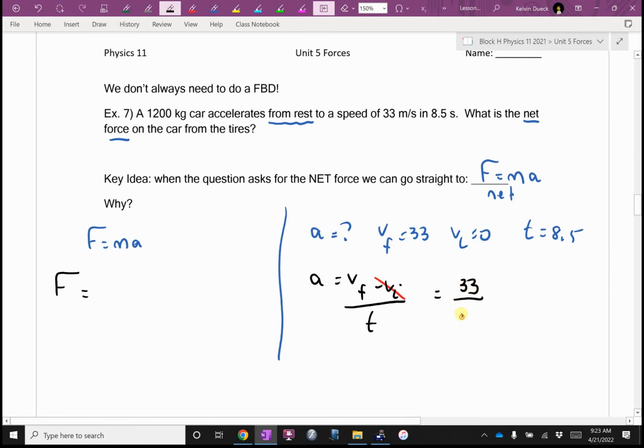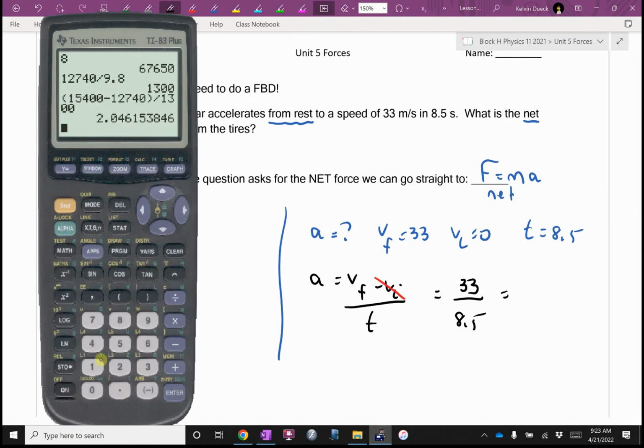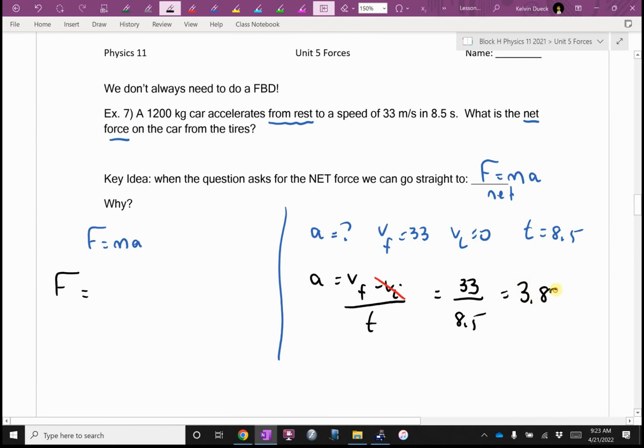33 divided by 8.5. I doubt this will work out nice. This looks like a yucky number. 33 divided by 8.5, yeah, long decimal. I'm going to write 3.88, but which button am I going to use on my calculator, Josh? Darn right. And then to show this, I'm sticking it over there. I just draw an arrow. That's enough for me to figure out what you're doing.